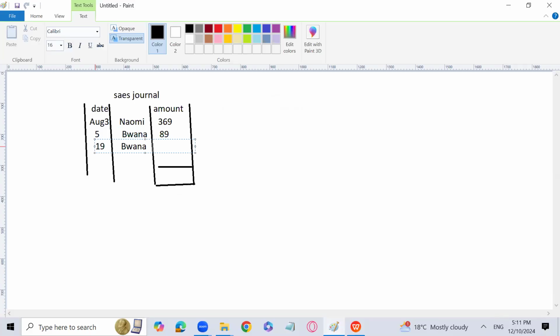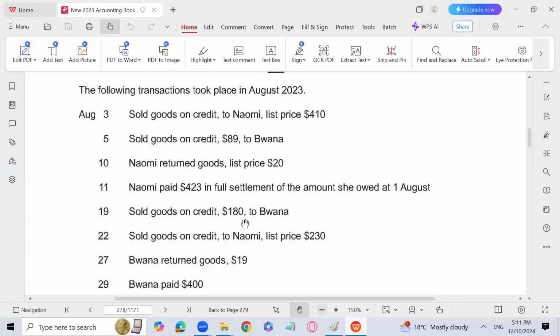Sir, can't we write the total amount with the name Bhavana? No. Why? Because we sold goods to Bhavana on August 5 and then on August 19th. So the dates are separate, that's why we have to write them on separate dates.